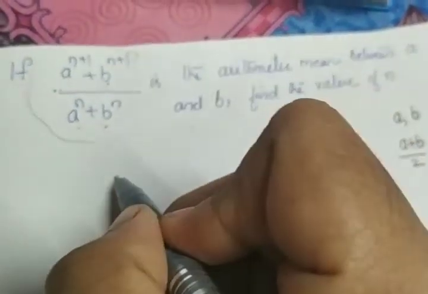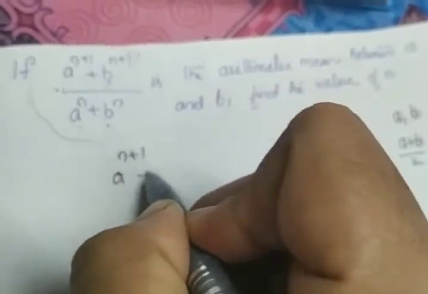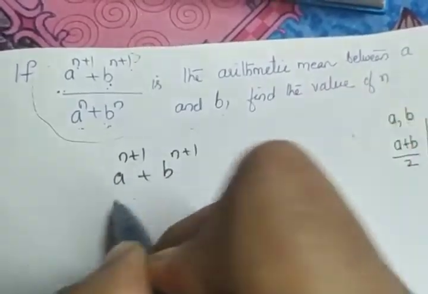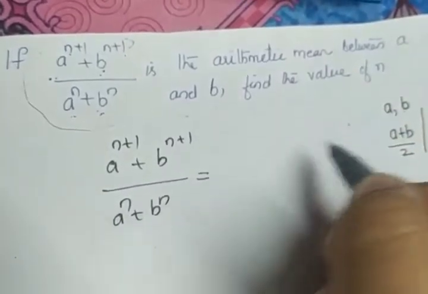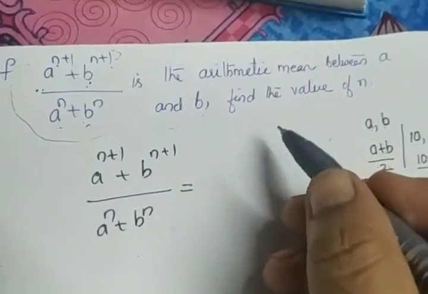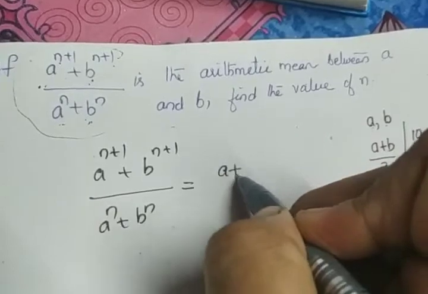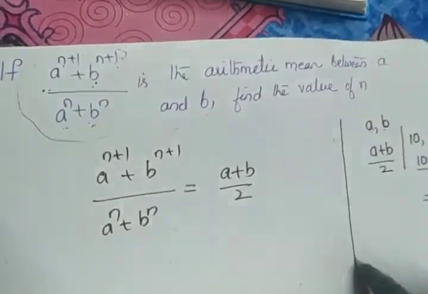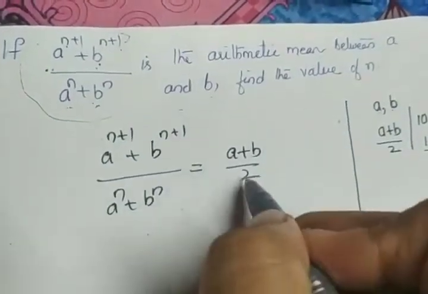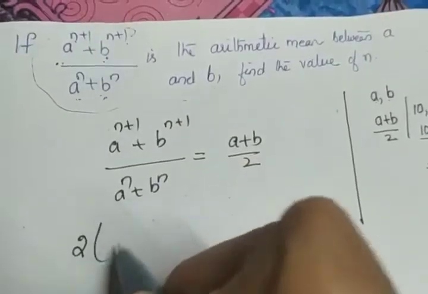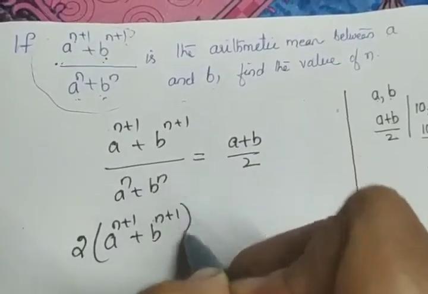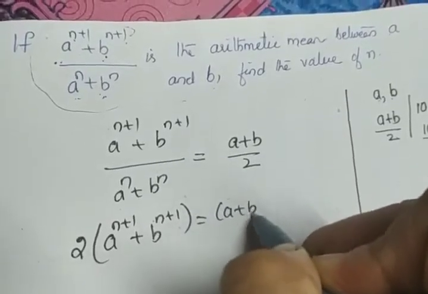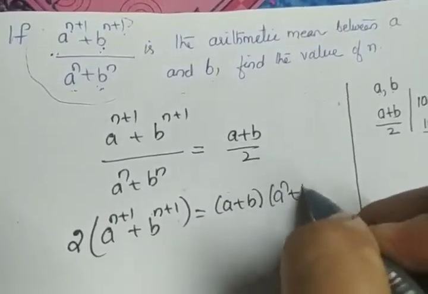a and b. So I am writing the given value (a^(n+1) + b^(n+1)) / (a^n + b^n) is the arithmetic mean between a and b. The arithmetic mean between a and b can be written as (a + b)/2. Just simplify this equation, we will get the answer. So cross multiplying, what we get is 2 into (a^(n+1) + b^(n+1)) is equal to (a + b) into (a^n + b^n).